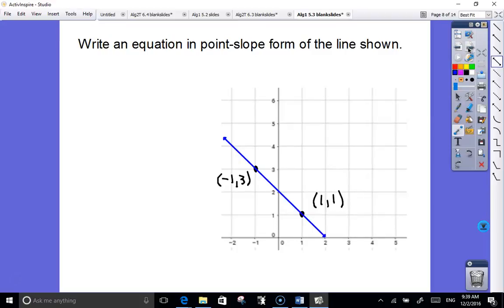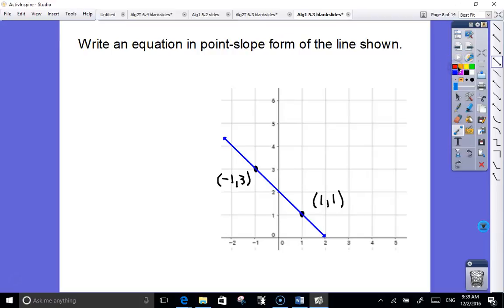We should be able to look at a graph, especially if they've highlighted a couple points, and figure out what would be the point slope equation of the line. Okay, so let's see. We need to know two things. We need to know one point, and we need to know the slope. So how could I figure the slope? See how much rise or run.